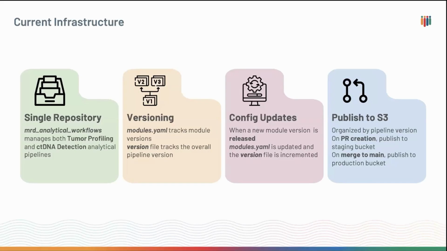Once these changes are made, on pull request creation the updated config file is published to the staging S3 bucket, and on PR merge to the mainline branch, it goes to production S3. In both cases, the overall pipeline is organized in S3 by the overall pipeline version. Next slide, please.